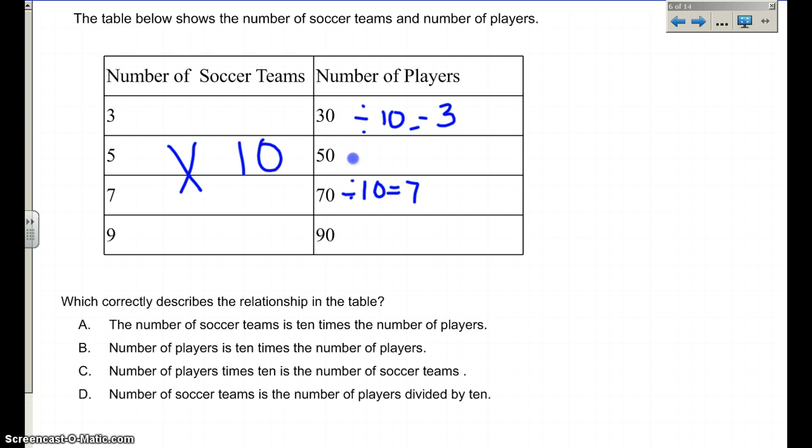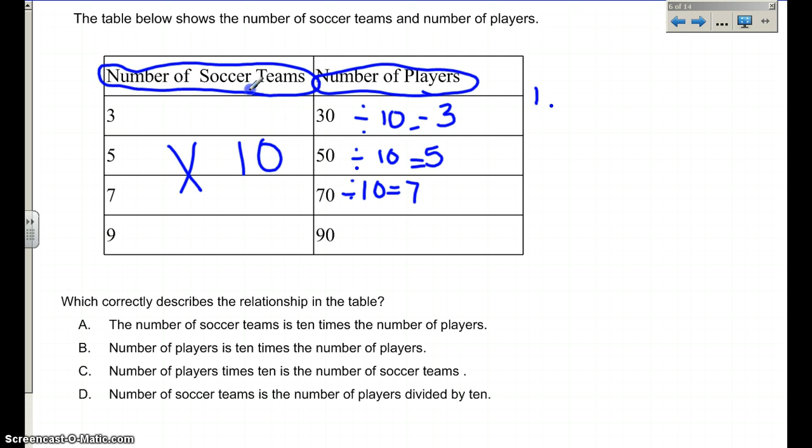So 50 divided by 10 equals 5. Okay, and that's the number in the top column. So now I'm going to write a sentence. Okay, and my sentences will always use the words at the top of my table. They're always going to use these words.